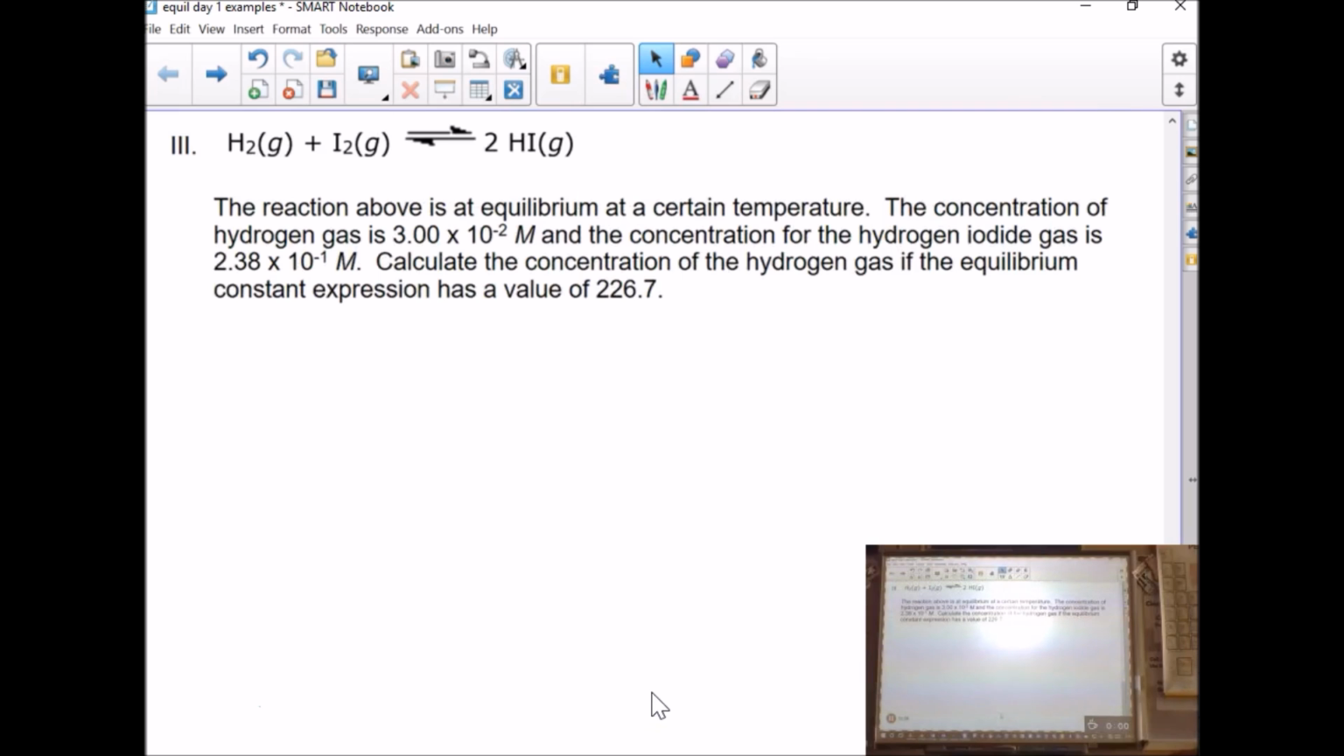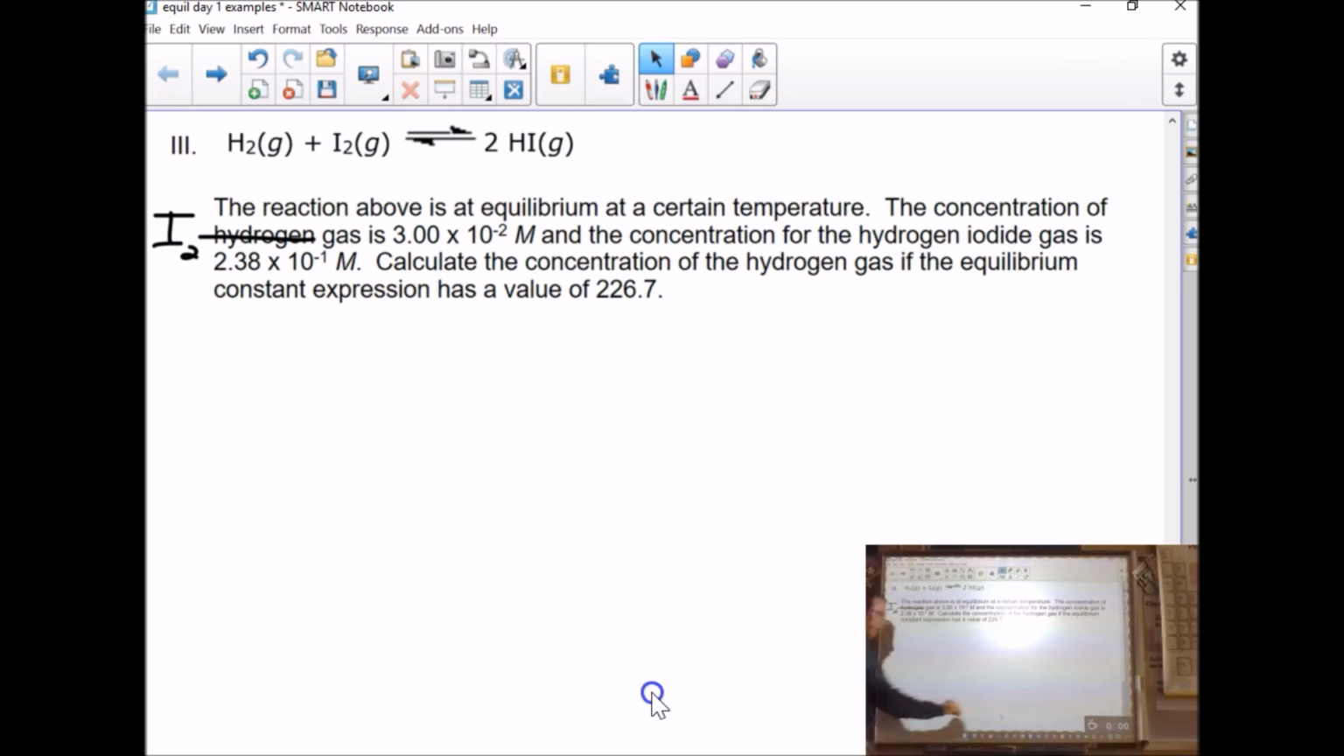All right, so number 3, the last example, is a little bit different. This one I gave you the balanced equation. It says the reaction above is at equilibrium at a certain temperature. The concentration of the hydrogen gas is 3.0 times 10 to the negative 2. Yours says iodine, doesn't it? Yep, change it to iodine.